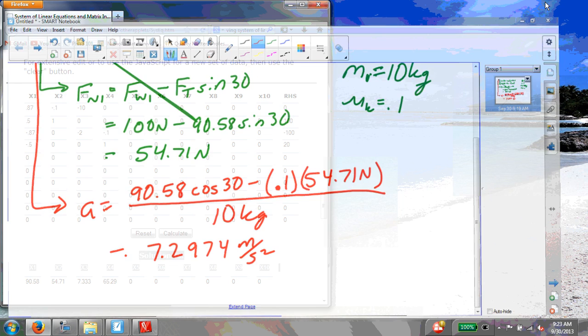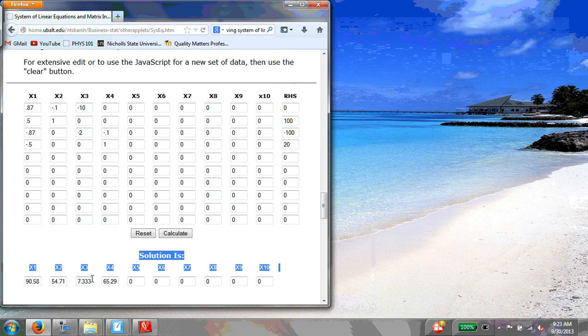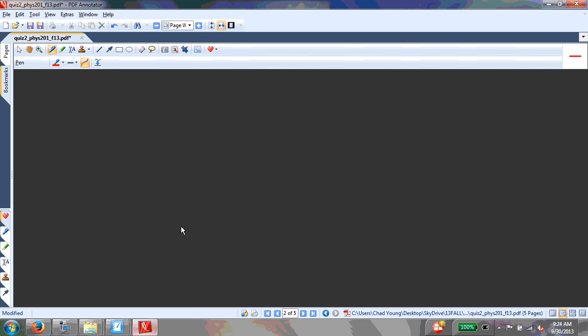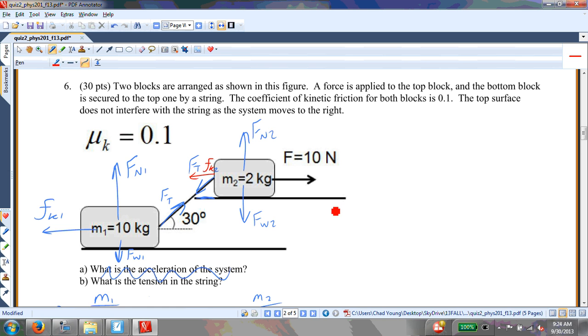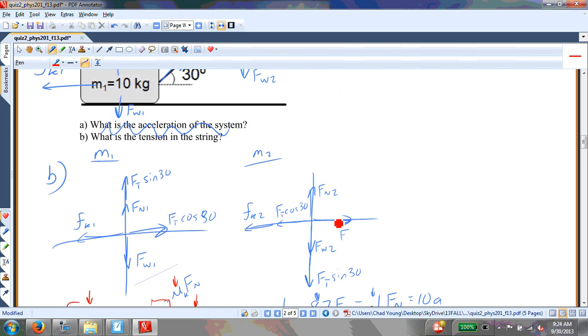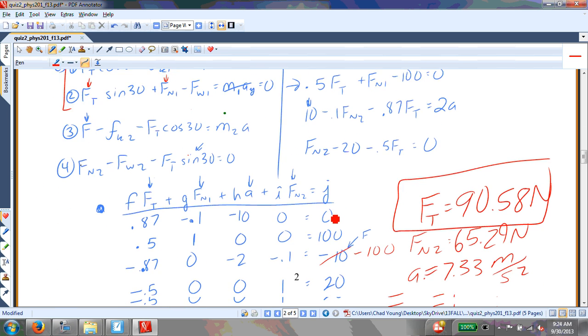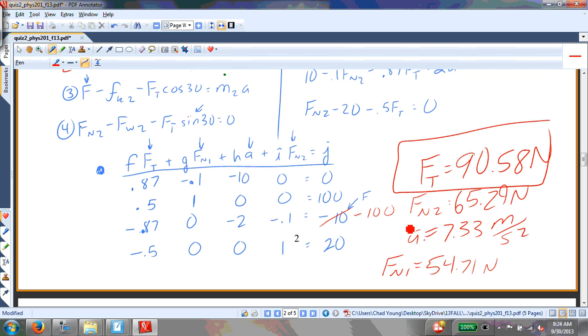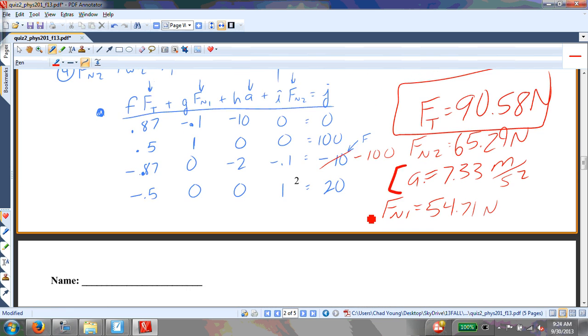Let's see how that compares to what we have. Okay, we were off a little bit. I have 7.33, so I would have just rounded off to 7.3. That's just some rounding errors that come about. I try to keep enough significant figures to not have that, but our acceleration then we would record as 7.3 meters per second squared, which is what we have here. All right, so that's the end.